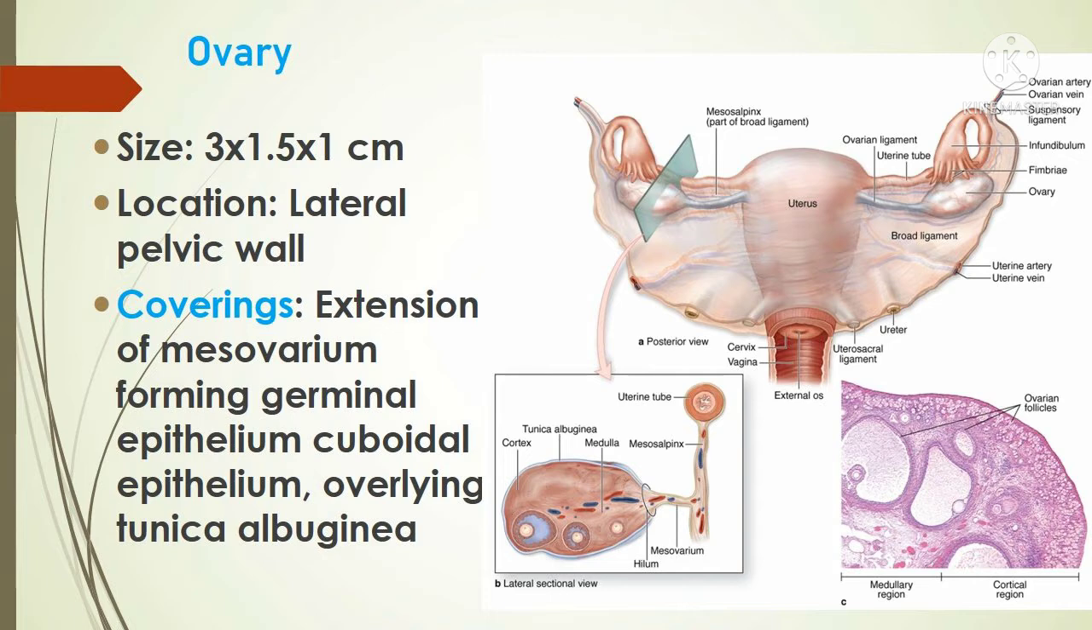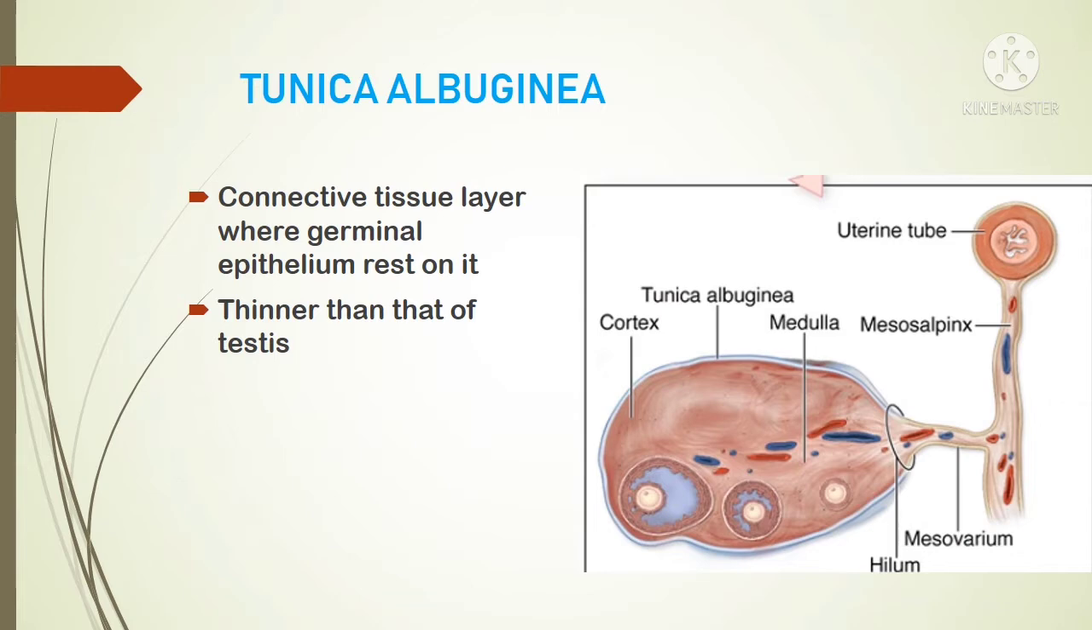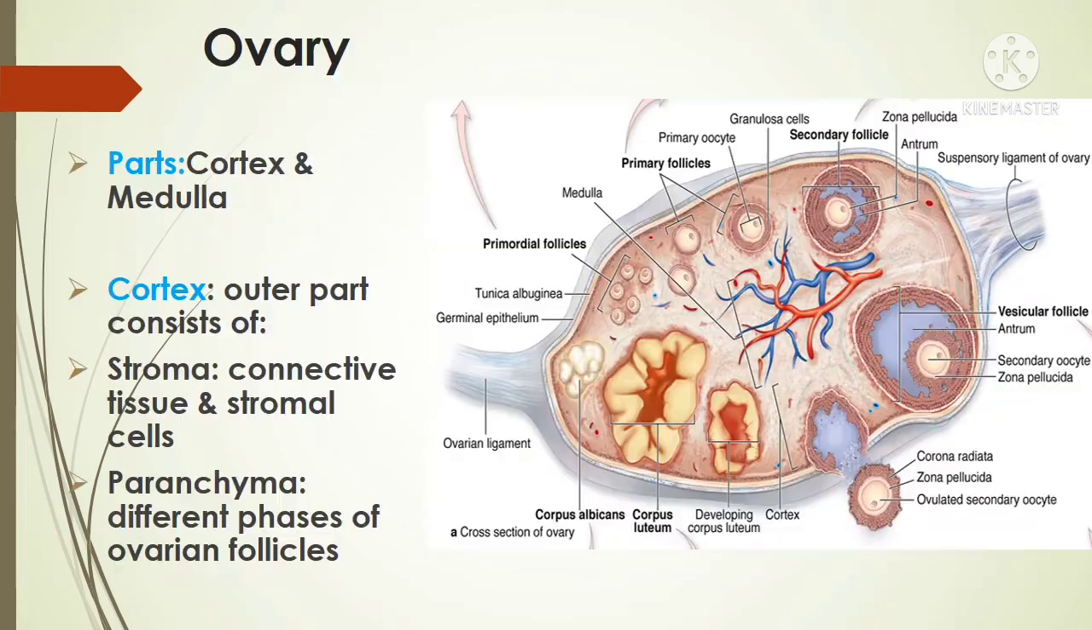The covering of the mesoovarium forms the germinal epithelium, which is lined by cuboidal epithelium overlying the tunica albuginea. The tunica albuginea is nothing but the connective tissue layer on which the germinal epithelium rests. It is thinner than that of the testis. The ovary consists of two parts, cortex and medulla.